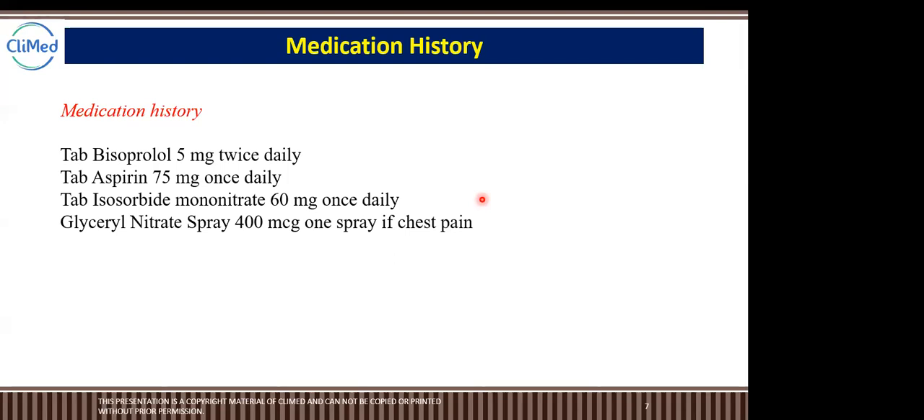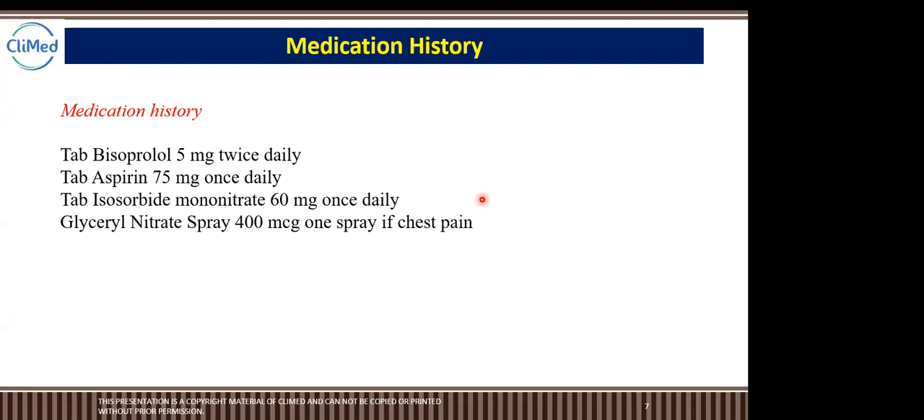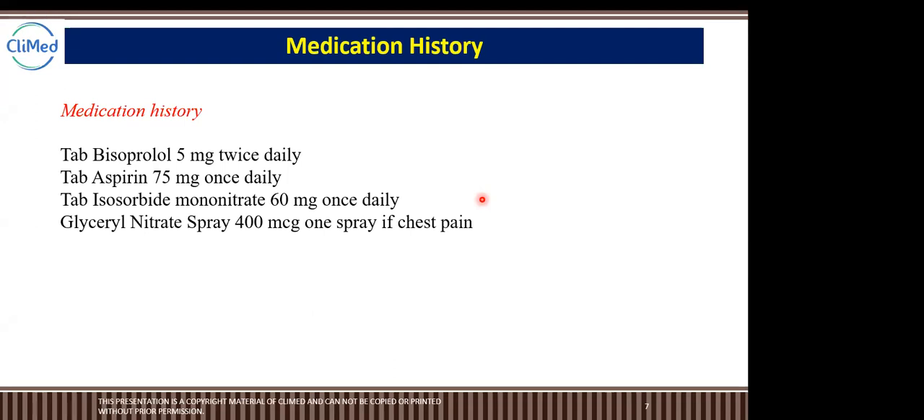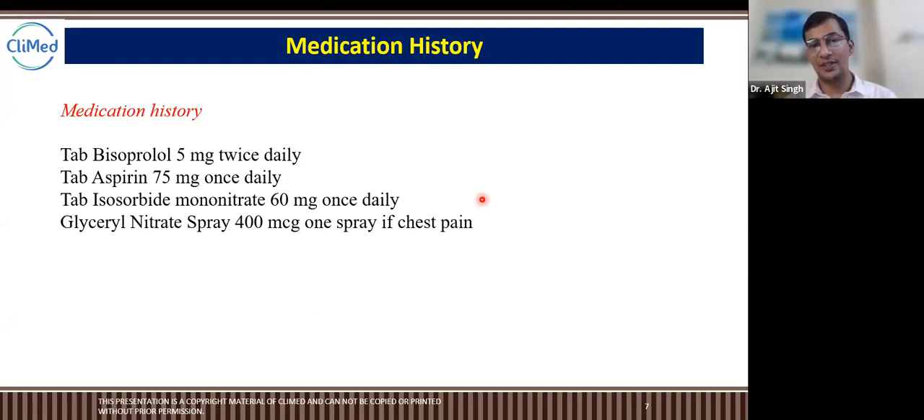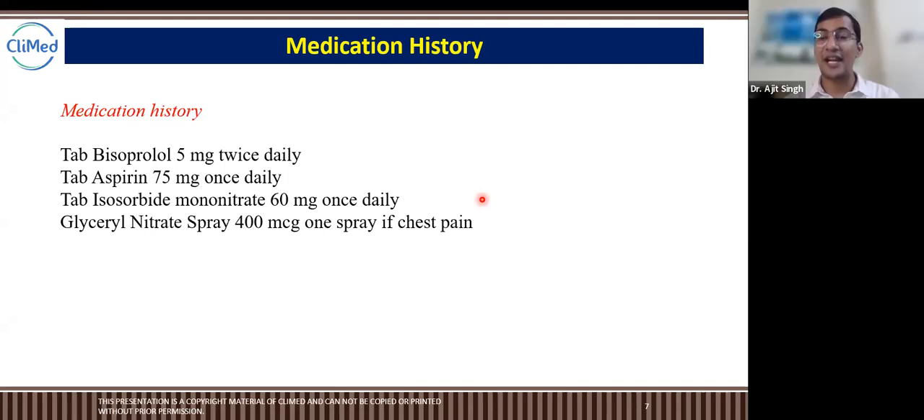In the signs, anemia is there. Anemia. Okay. Pedal edema is there. Yes. Raised JVP is there. Yes. Then fluid overload, which is pedal edema. Basal crackles in the lungs, sir. Yes, basal crackles were there.